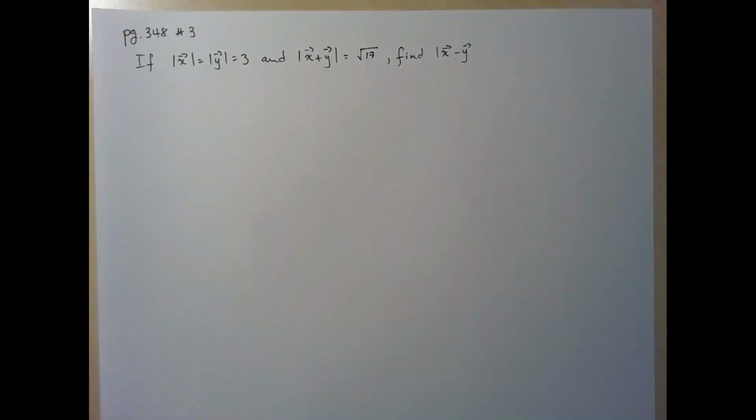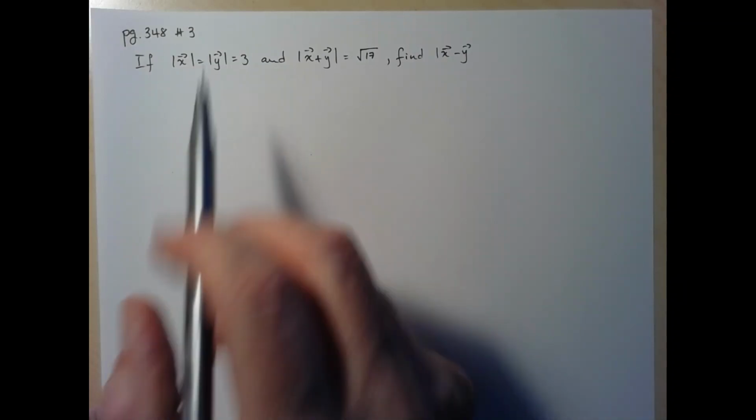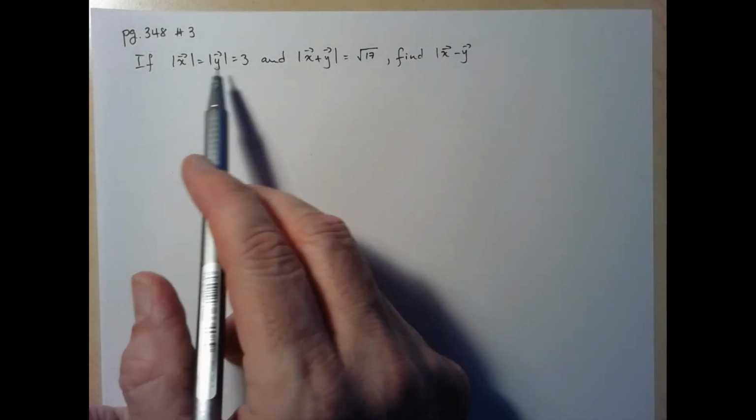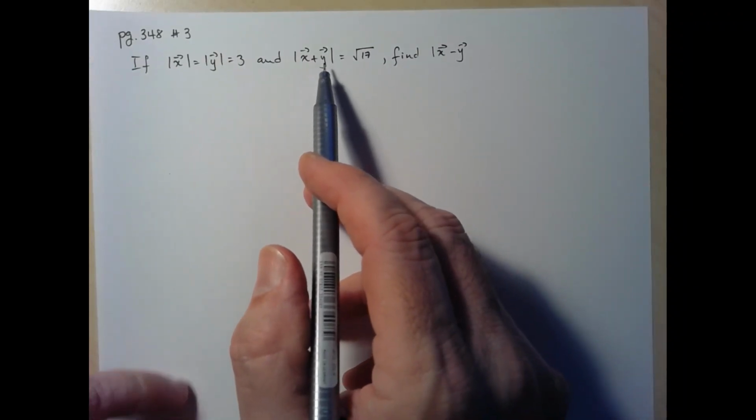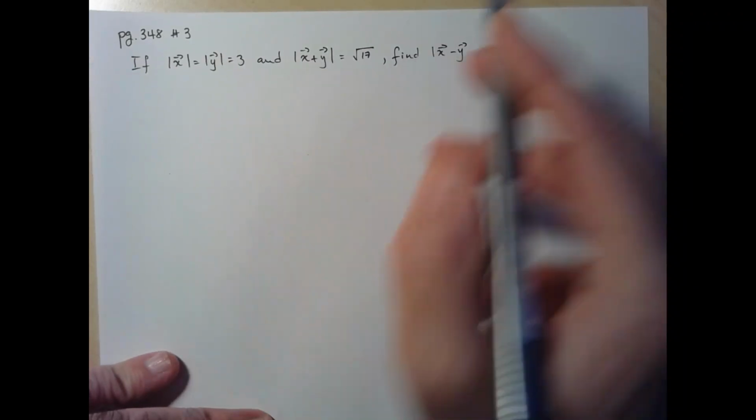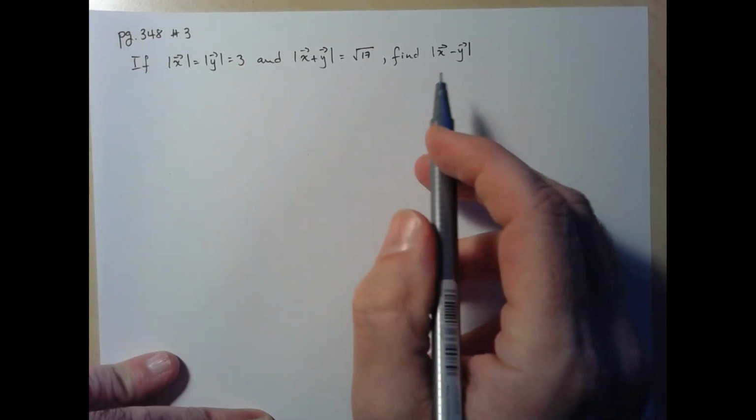Hi folks, we're going to take a look at page 348, number 3. Here they're giving us two vectors, x and y, and they're giving us that the magnitudes of both these vectors is 3, and they're also giving us the magnitude of the sum. What they're asking us to find is the magnitude of the difference.